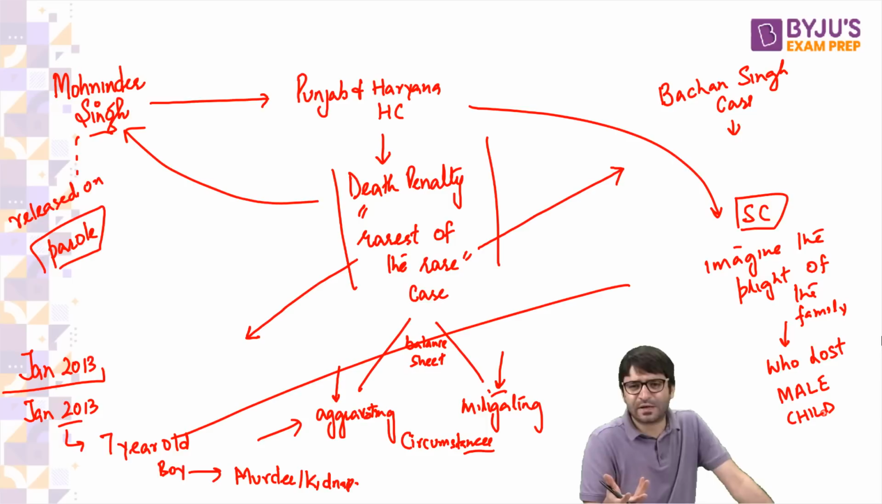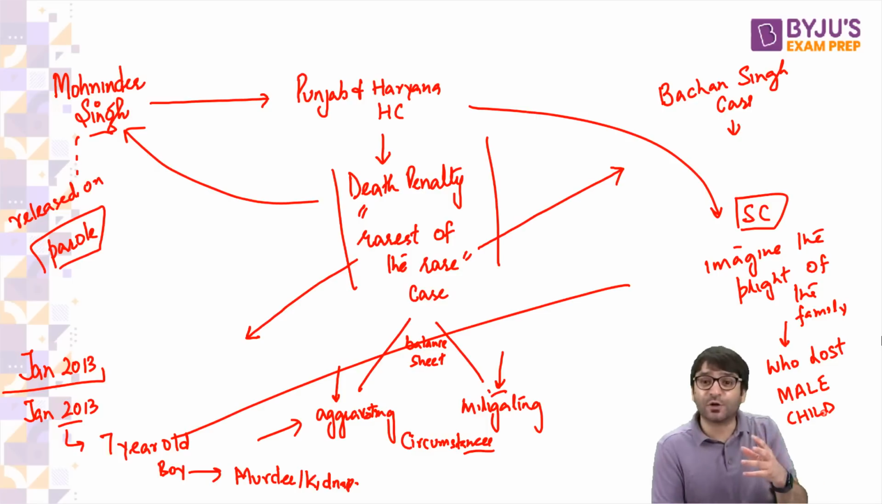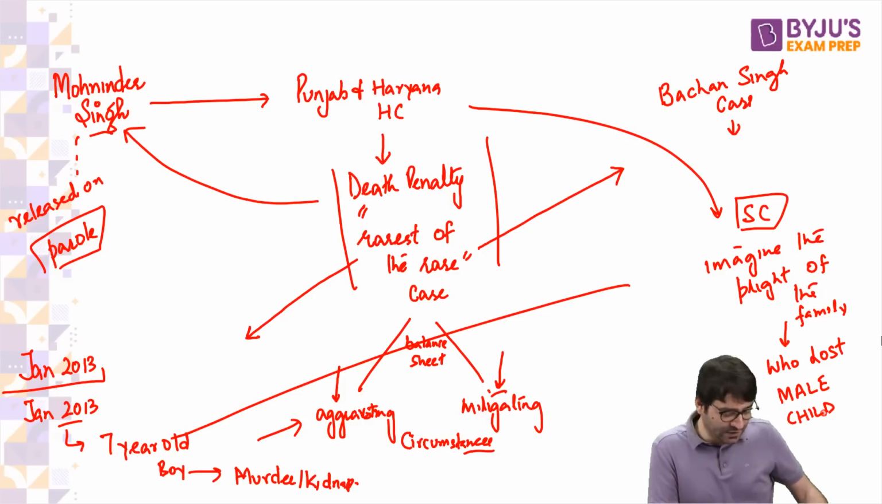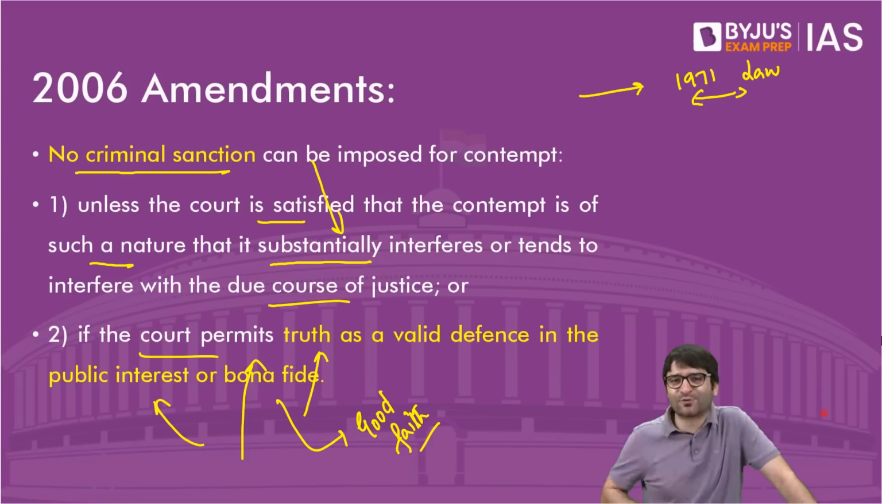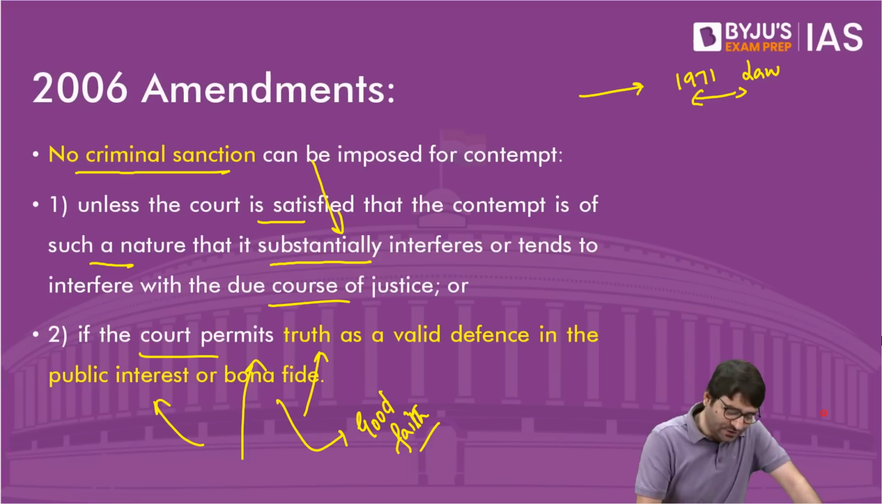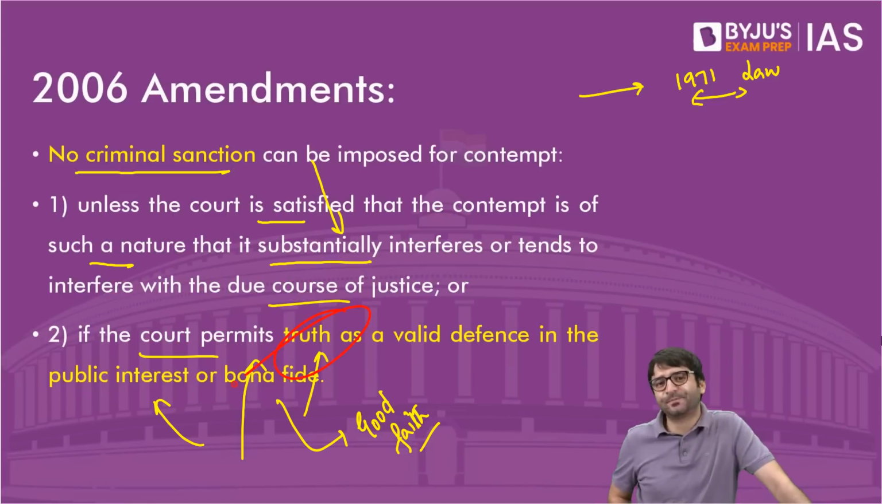If society is patriarchal, judges will also be patriarchal. Heavy criticism was leveled against these judges who gave this judgment. Judges were accused of being patriarchal, gender biased. This judgment was considered to be horrible, the worst judgment written in the history of independent India. Does that mean you are scandalizing the court? Or you tend to scandalize the court? No. Why? Because truth is the valid defense.